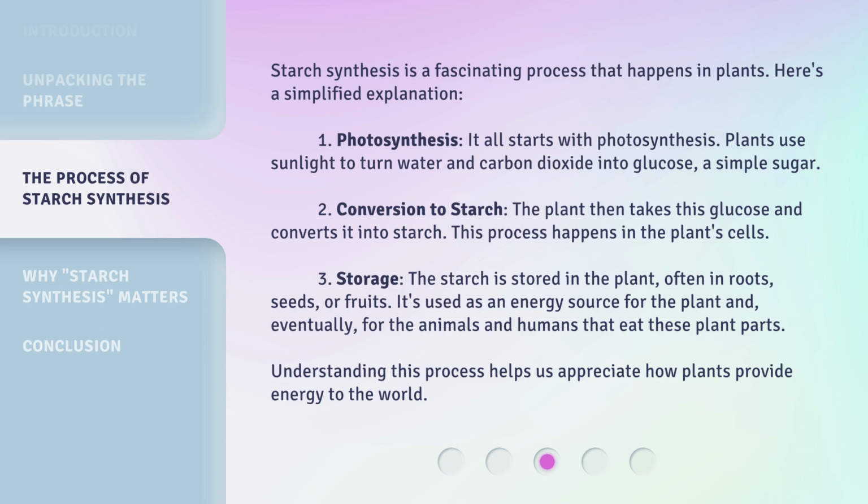3. Storage. The starch is stored in the plant, often in roots, seeds, or fruits. It's used as an energy source for the plant and, eventually, for the animals and humans that eat these plant parts. Understanding this process helps us appreciate how plants provide energy to the world.